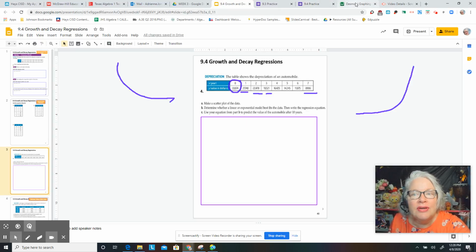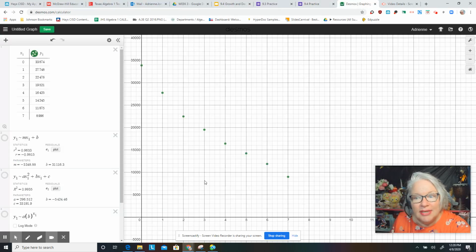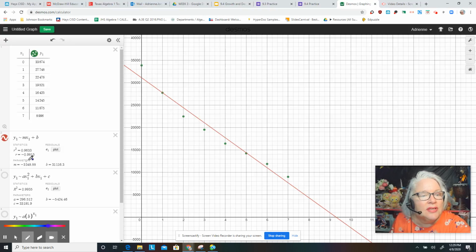So if you go over here to Desmos, there's my scatter plot. It looks pretty linear, doesn't it? If I put a line, it looked linear until I threw that line in there. Does it look linear anymore? It goes through 2 of the points, a few above, few below. Let's focus on our R value here, 0.96.